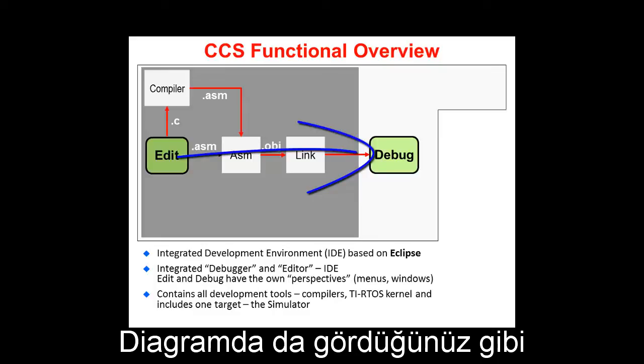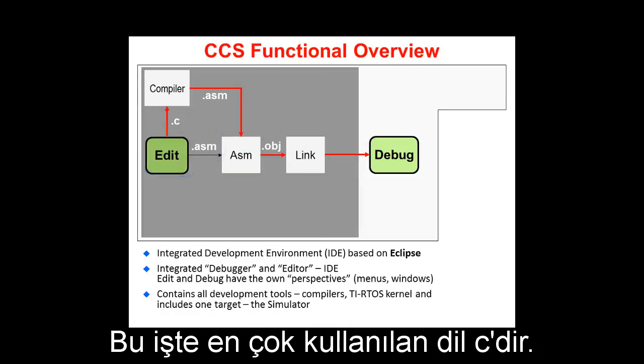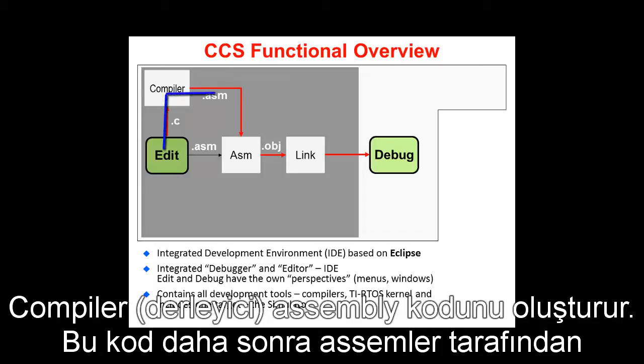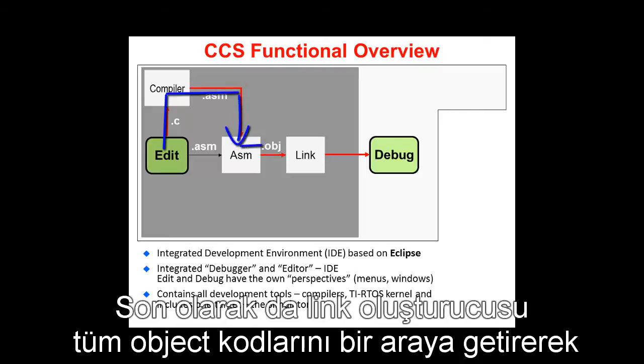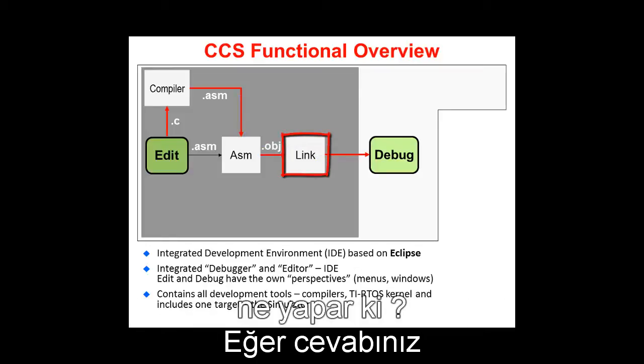We begin the functional overview with a quick look at the flow of code from the text editor to the debugger. As we can see in the diagram, we can write our source code in C, C++, or assembly, though C is by far and away the most common way to do it. When we hit the build button in CCS, the compiler creates assembly code, which is then turned into object code by the assembler, and finally, the linker stitches together all of our object code into a single executable program. Besides stitching code together, what else does the linker do?